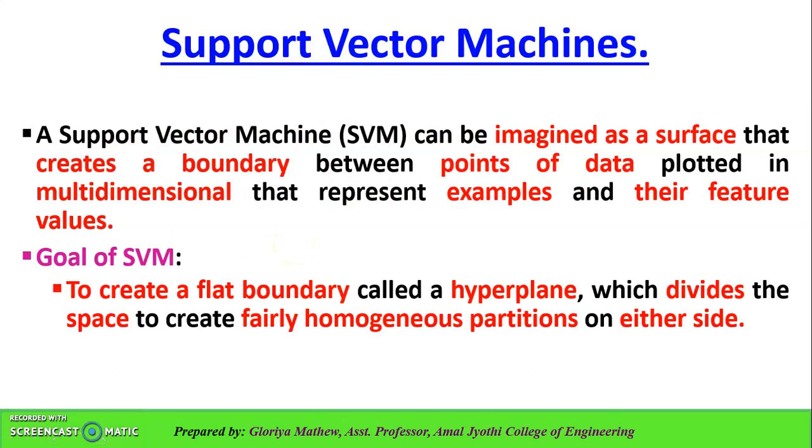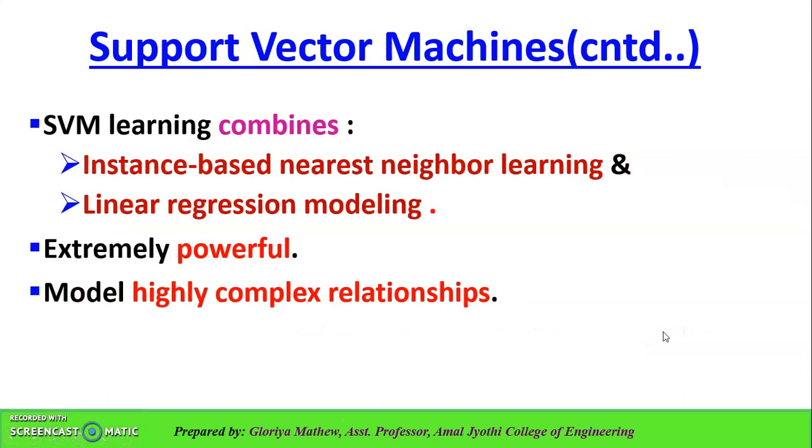A support vector machine, or SVM, can be imagined as a surface that creates a boundary between points of data plotted in multidimensional space that represent examples and their feature values. The goal of SVM is to create a flat boundary called a hyperplane, which divides the space to create fairly homogeneous partitions on either side.